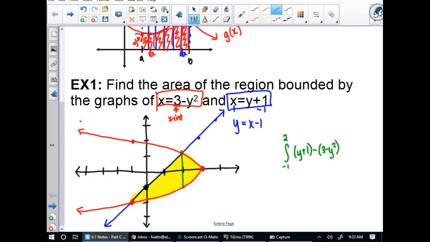So, but from negative 1 to 2, what happens from 2 to 3? What's my top function?